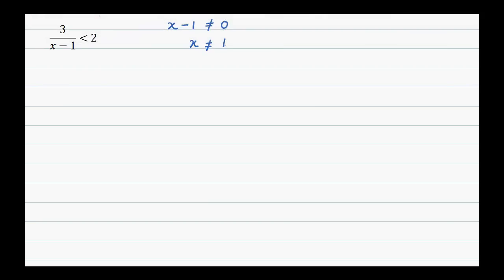Then there are two cases that you need to consider. There's a positive denominator or a negative denominator. So if the denominator is positive, in this case x minus 1, if we're saying it's positive, then it's greater than 0. And if we're saying it's positive, it means that x is going to have to be greater than 1. Alternatively, if we're saying that the denominator is negative, we're saying x minus 1 is less than 0, and therefore x must be less than 1.